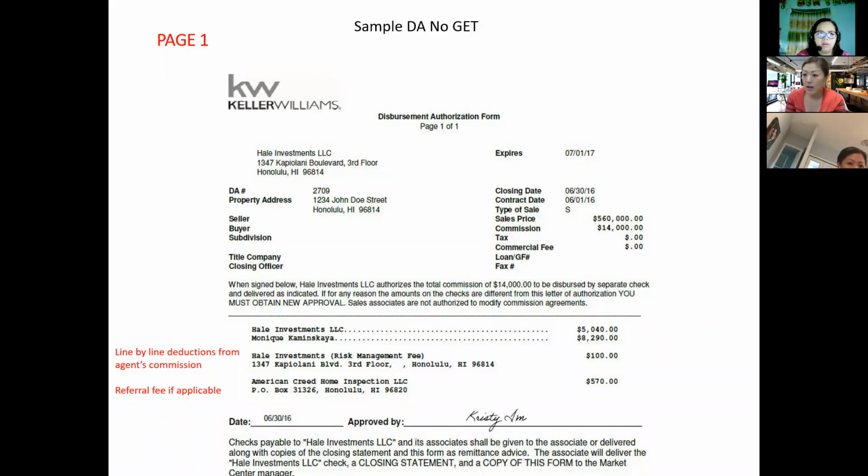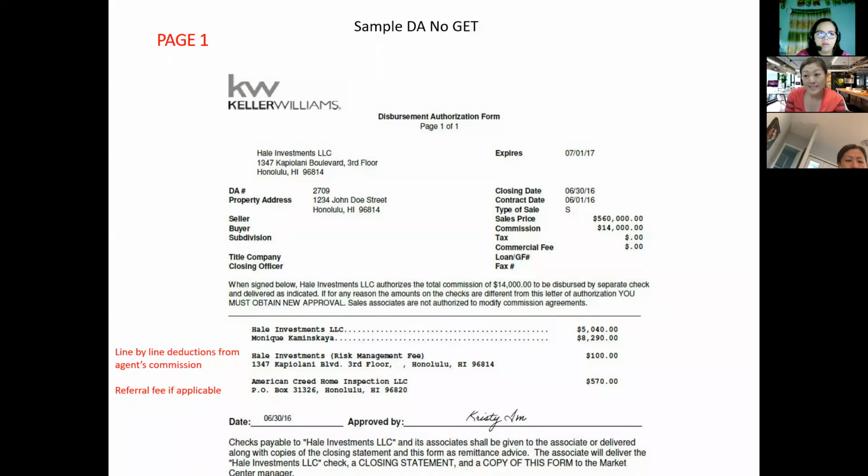And below that will be all the line by line deductions from the agent's commissions that are going out for other expenses. Some of those deductions include if you wanted to gift a home warranty to your client, that deduction would be on the bottom. You want to pay that as a gift and pay out their home warranty, that'll be there. The risk management fee will be there.